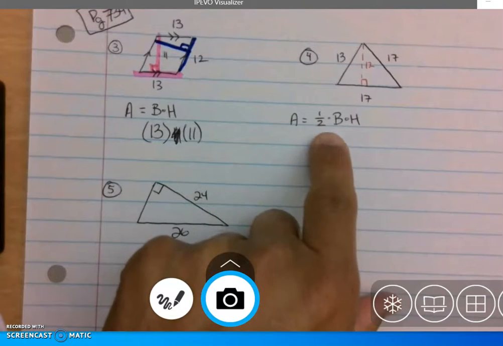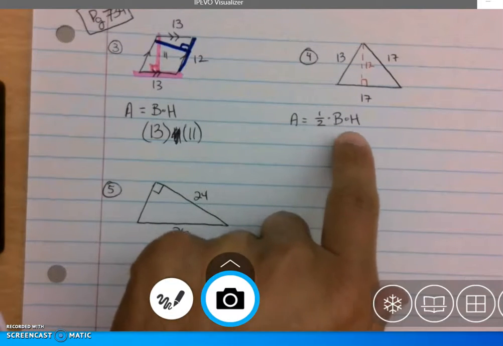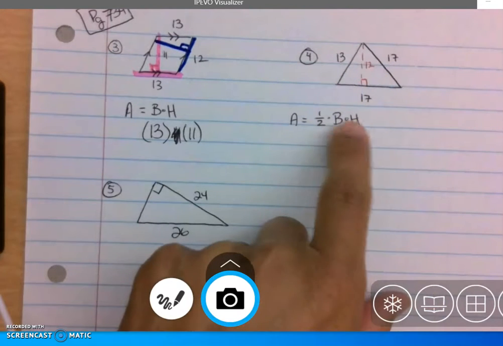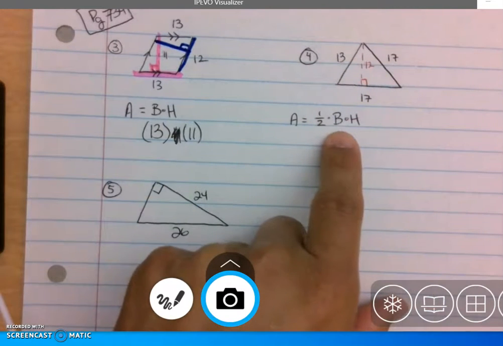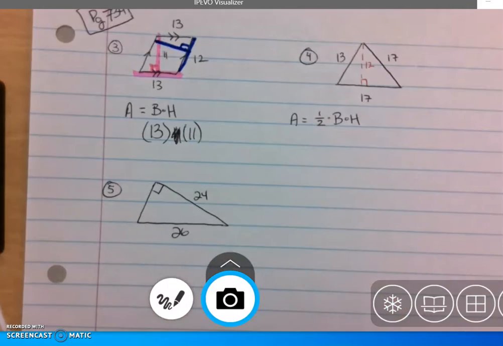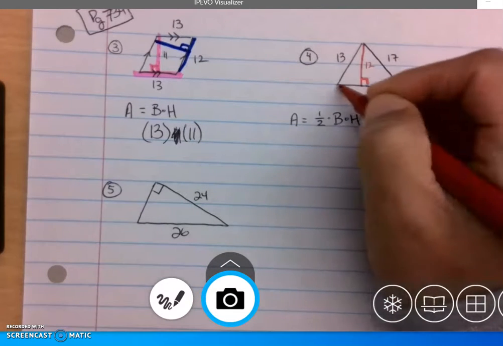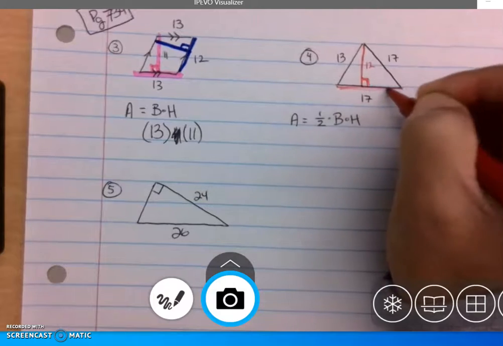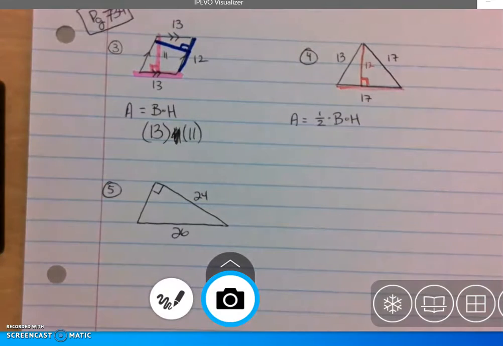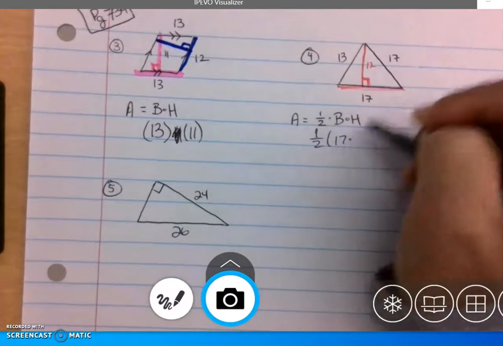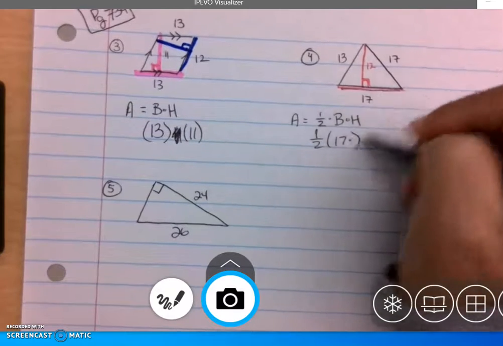So again, with the triangle here, it's 1/2 base times height. You've got a 17, you've got a 17, you've got a 12, you've got a 13. Which 2 numbers are considered the base and the height? Again, look for that 90 degree angle. The height and the base, those 2 together create that 90 degree angle. So in this particular problem, this is 1/2 times 17, this 17 by the way, times 12.